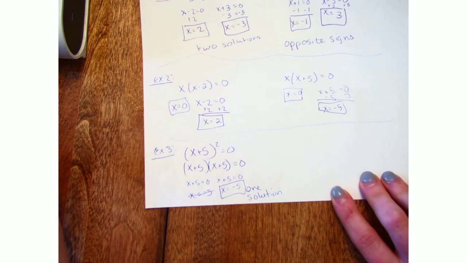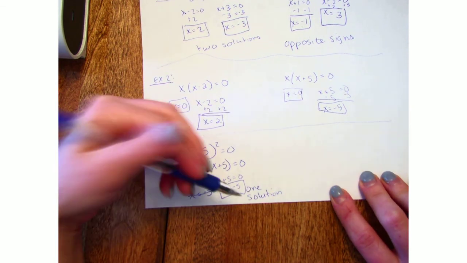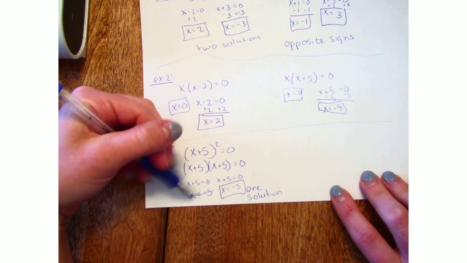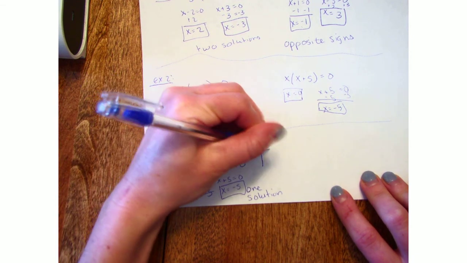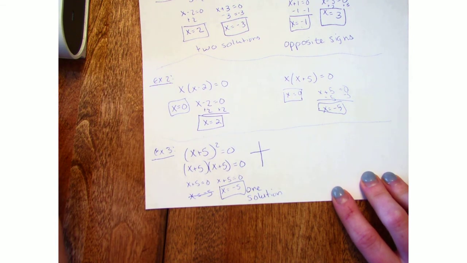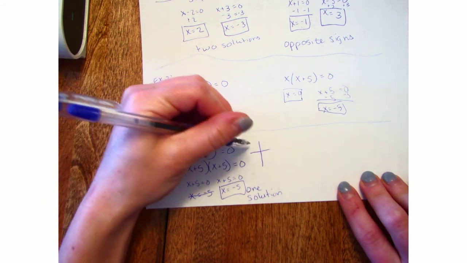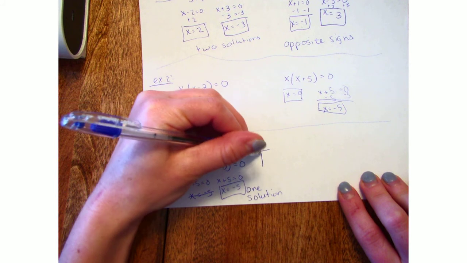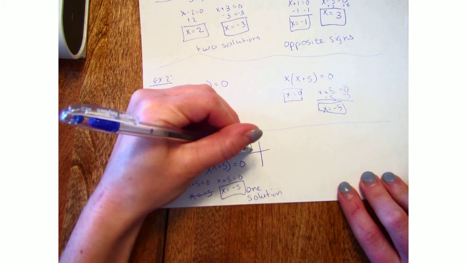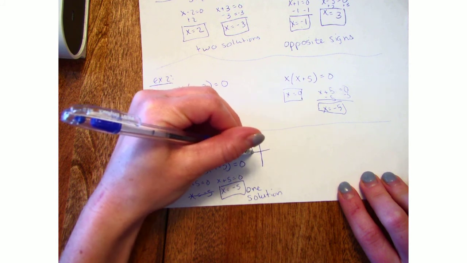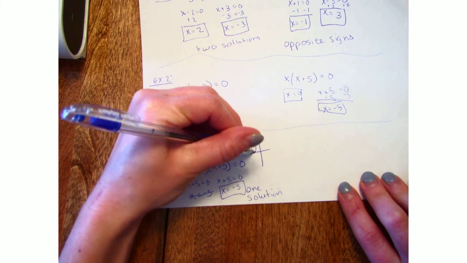So most of the time they're going to be 2 solutions, but in this case, because they're both the same answer, you can assume the quadratic touches the x-axis once, and that's going to be -5.